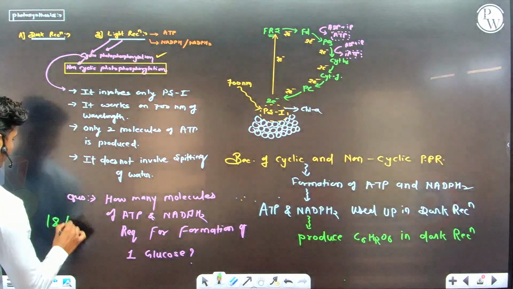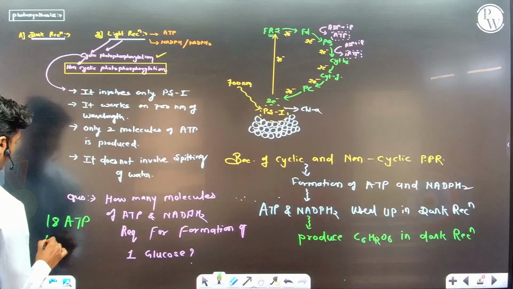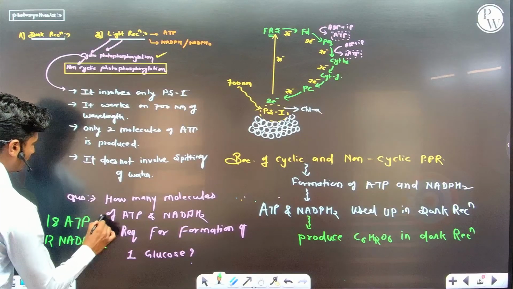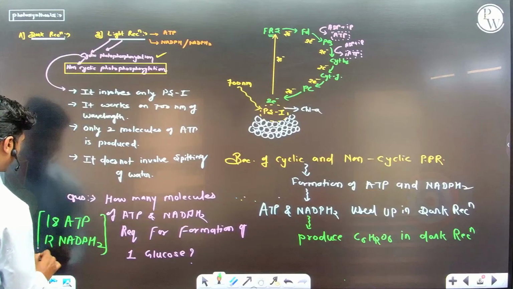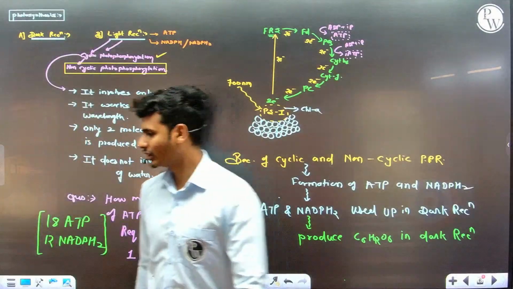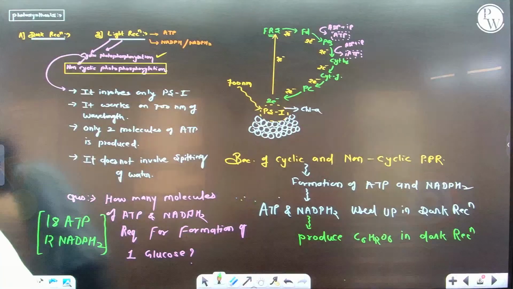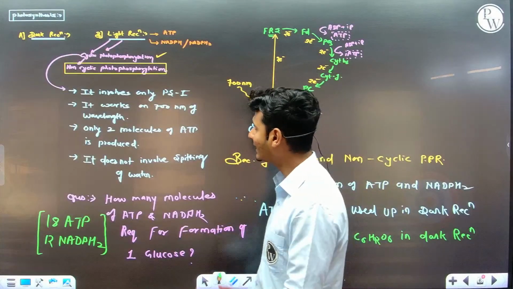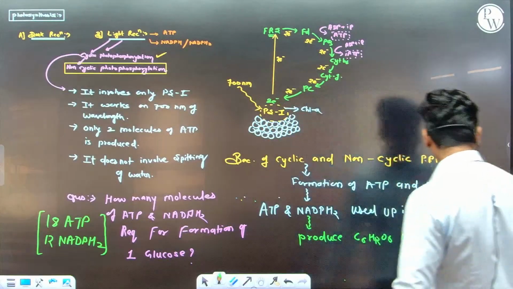18 molecules of ATP and 12 molecules of NADPH2 are required for formation of 1 glucose. So I'm expecting this answer from you in the chat section, but let's move to another topic.